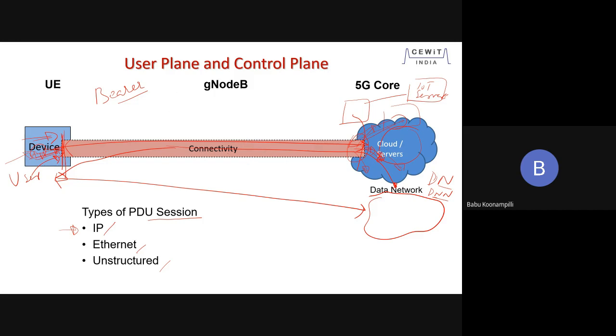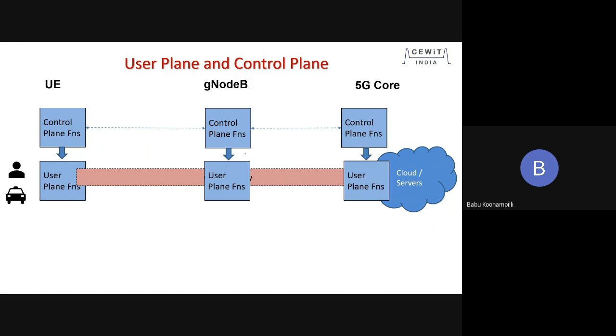Okay, so we just talked about the user plane. Coming to the control plane, all the control plane functions facilitate these user plane functions in order to carry the traffic from the user to the network and vice versa. You will see that there are control plane functions in the user equipment or device, in the base station, and in the 5G core. So there are very clearly distinct control plane functions in these devices. Similarly, you have the user plane functions also.